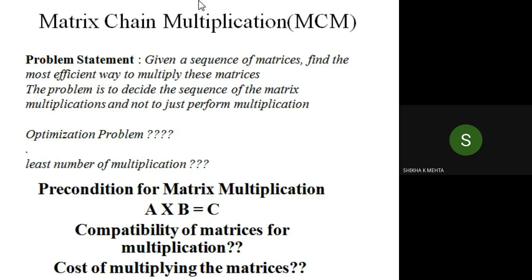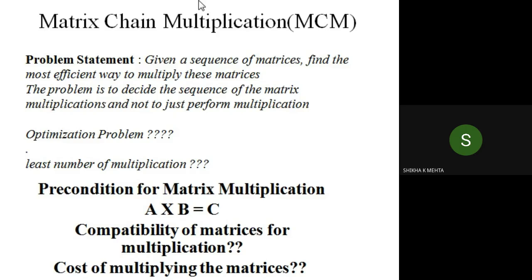Let us say we have three matrices A, B and C, and now we have to multiply. Whether we should multiply A and B first, and then the result of A and B should be multiplied with C, or we should multiply B and C first, then multiply the result of B and C with A. Then the third case is we should multiply A and C first and then multiply the result of A and C with B. So are we going to get the same cost for all these kinds of multiplication?